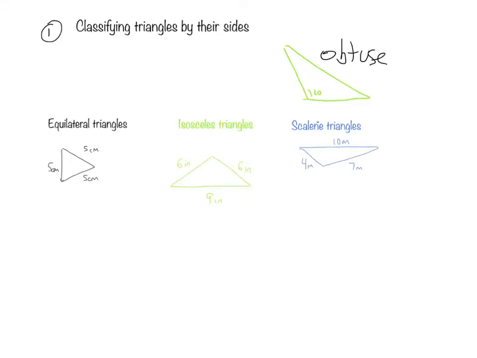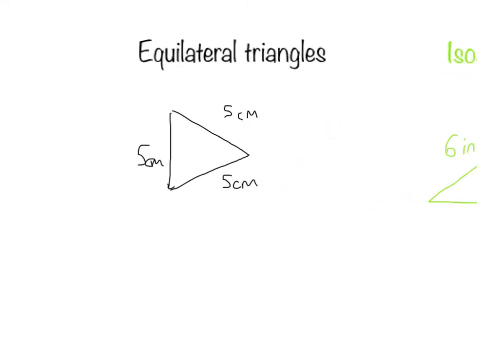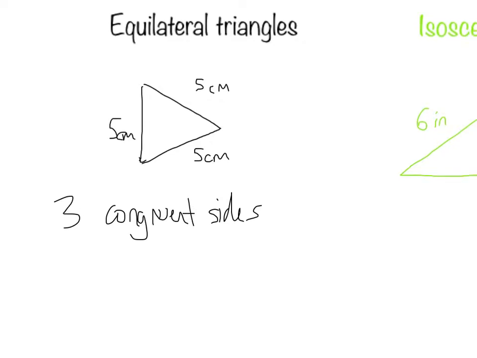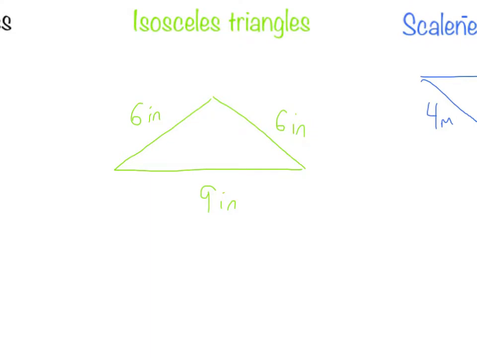All right, so let's talk about equilateral triangles real quick. Equilateral triangles all have the same side measure, right? So there are three congruent sides. Congruent means same length. Now we can move to isosceles. What do we notice about the isosceles triangle? Well, here we have two congruent sides, right? These guys are 6, but this one's 9.